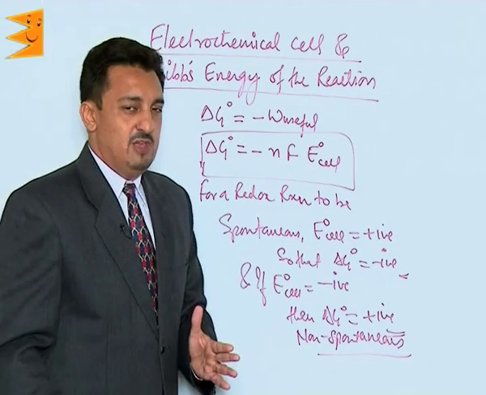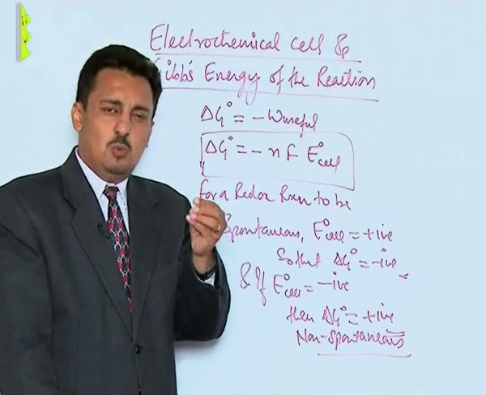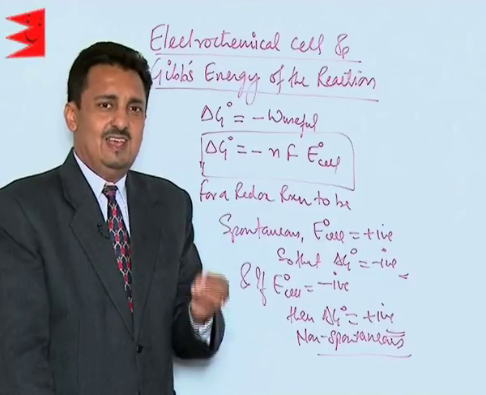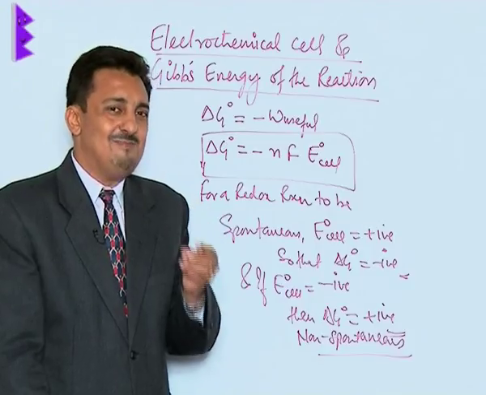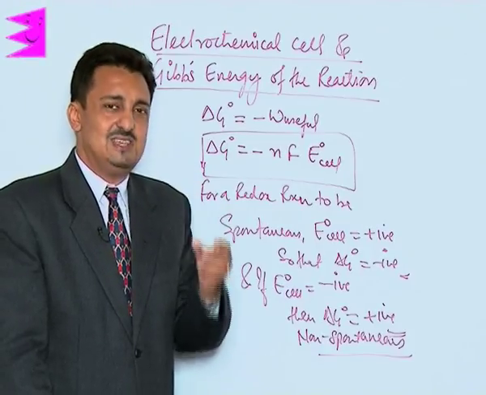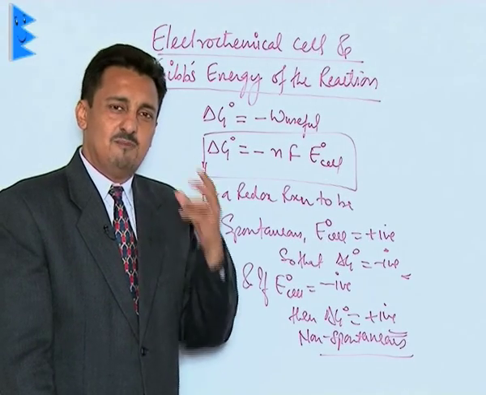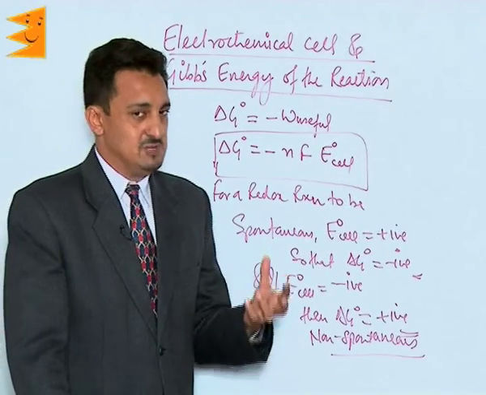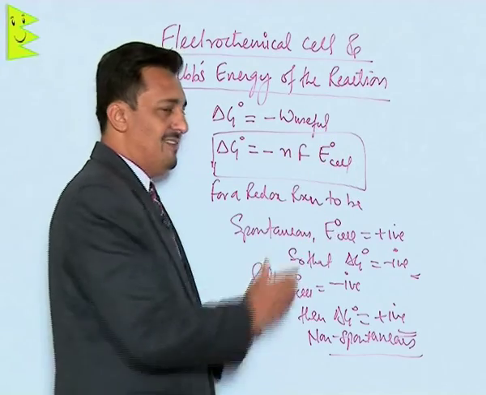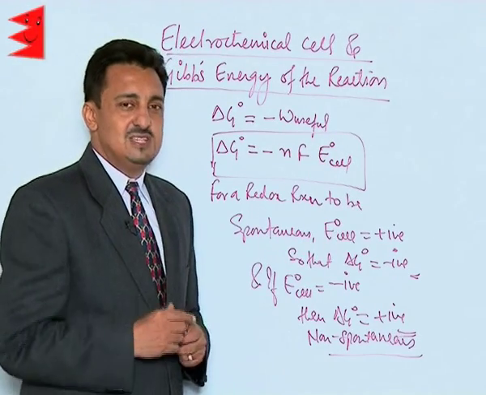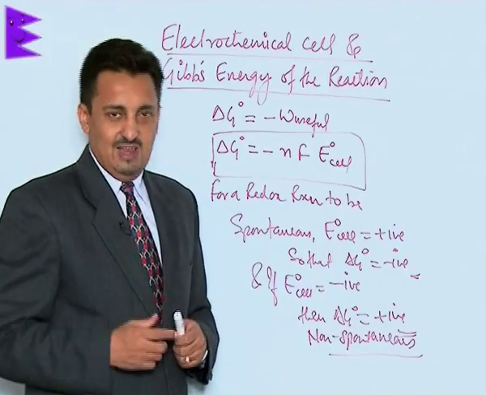So very valuable information which we can get from this formula is that for any particular cell to work as a galvanic cell, the E naught value of the redox reaction taking place in it must be positive, so that delta G for that is negative. If E naught is negative, remember, delta G will become positive and the reaction will become non-spontaneous. Therefore, from the value of E naught cell, we can easily find out the free energy value of that particular redox reaction or galvanic cell.